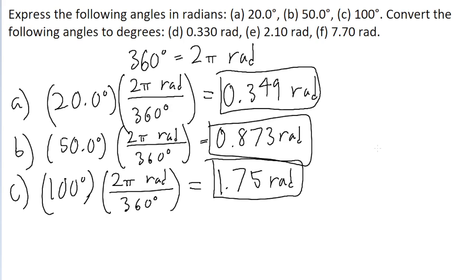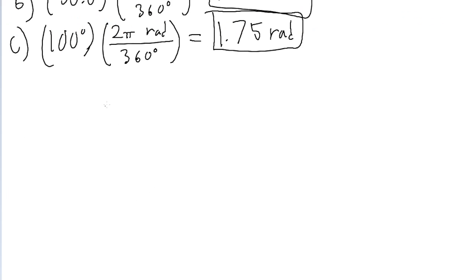For parts D, E, and F, we're given three angles in radians, and we want to convert them into degrees. We're going to use the exact same process, chain link conversion and all, only now that conversion factor is going to be flipped, because now we want the radian units to cancel out and be replaced with degree units.